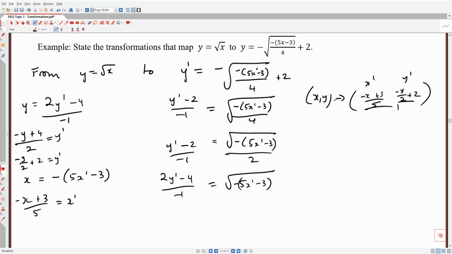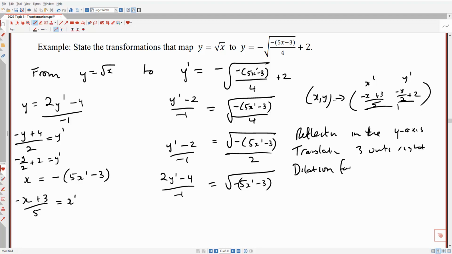Alright, now it's time to read off the transformation. Let's start with x over here and note that it gets negated first of all. So this is a reflection in the y-axis. Then it gets translated 3 units to the right. Then we dilate it by a factor of 1/5 from y. So this is multiplied by 1/5. Changing the x values is a dilation from y.